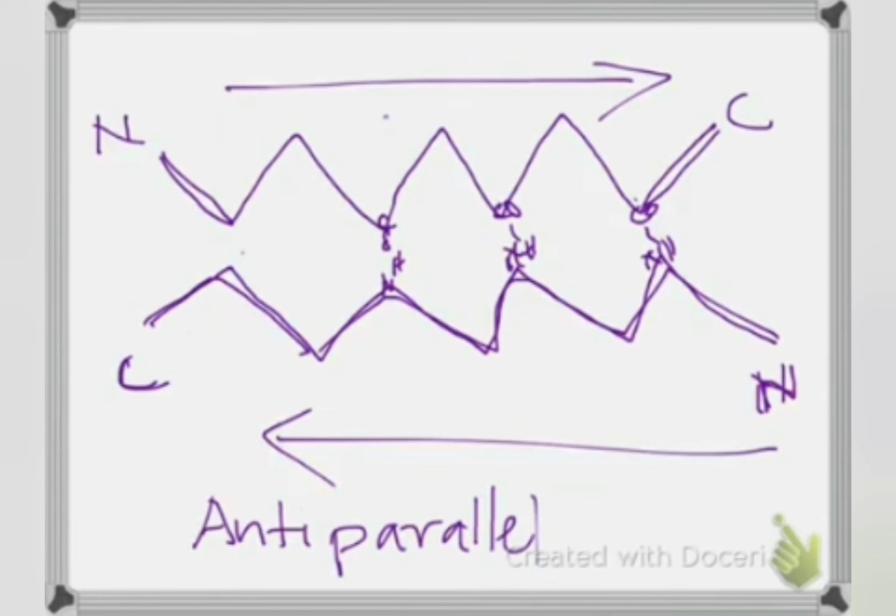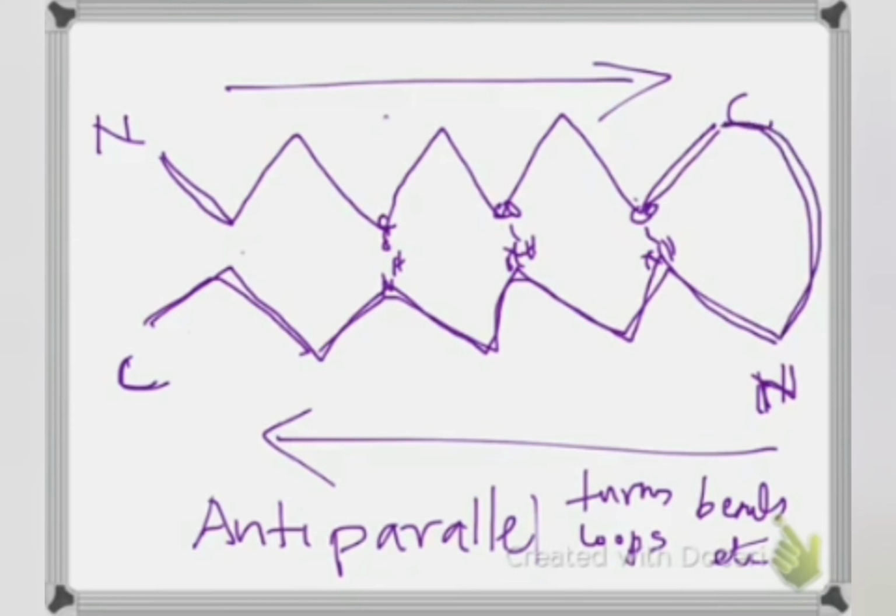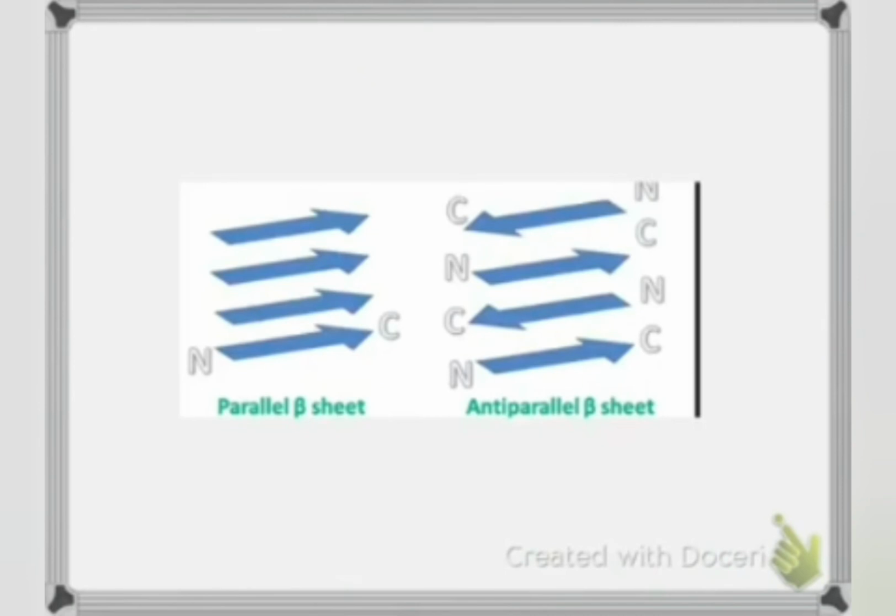Some short peptides such as turns, loops, bends, etc. are involved in the joining of the secondary structures. Turns, bends and loops are short peptides involved in the joining of the secondary structures. This is the parallel and anti-parallel beta sheets.